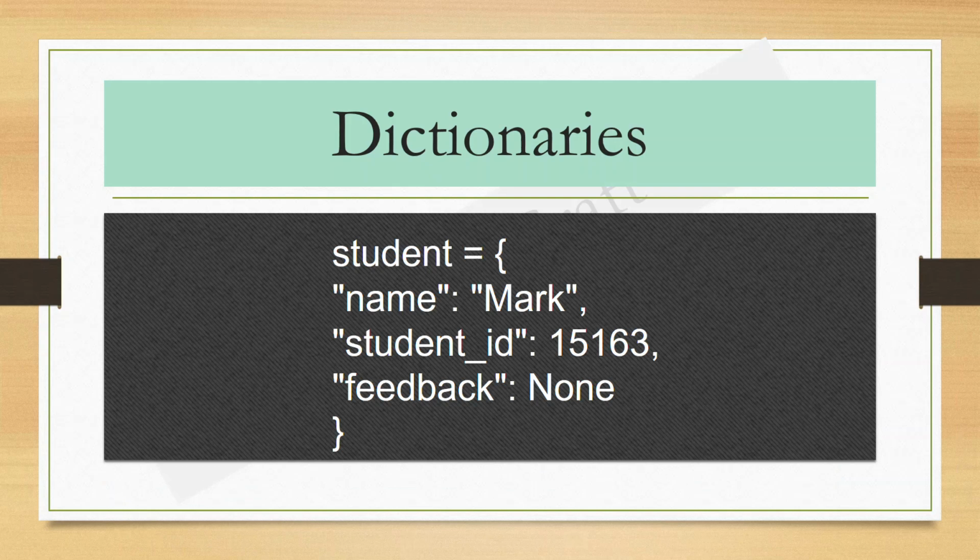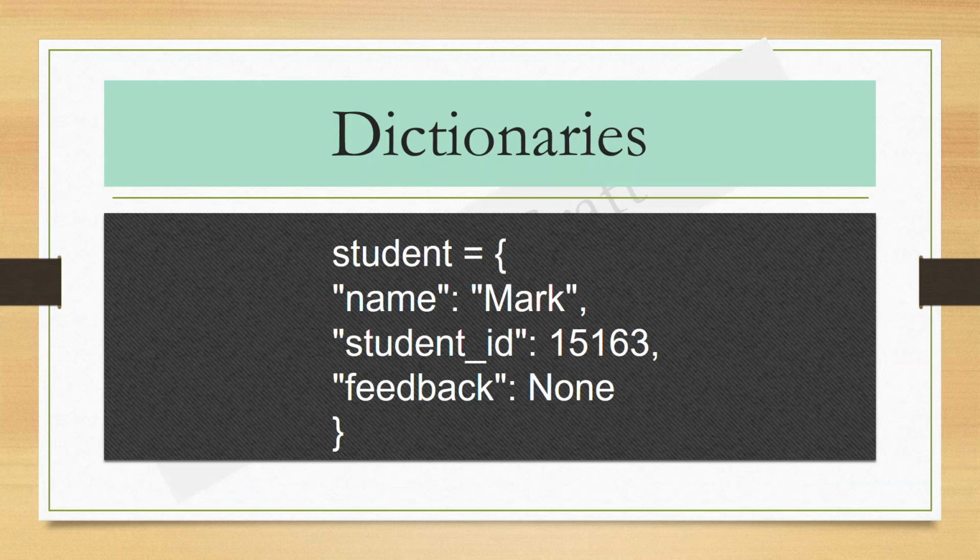This is what a Python dictionary looks like. In a Python dictionary, we have keys and values. In our case, the keys are name, student ID, and feedback. And the values are Mark, 15163, and None. A key and a value make a pair, or more precisely, a key-value pair. Each key is going to correspond to one value.